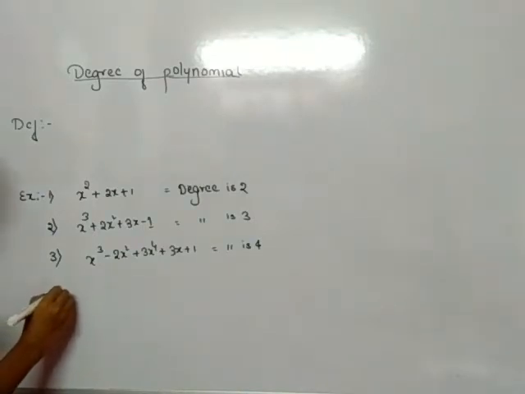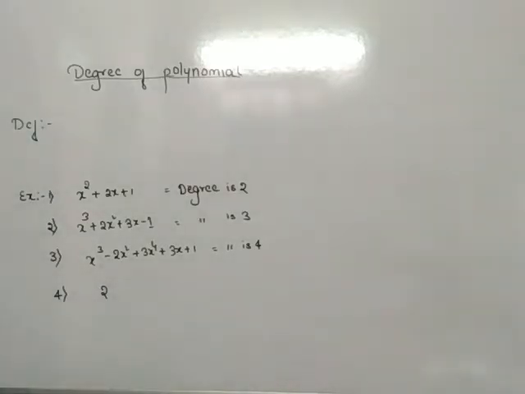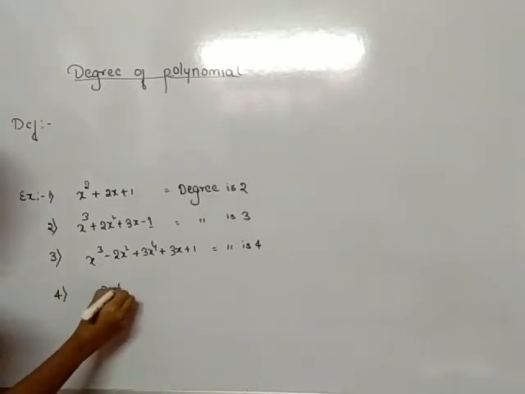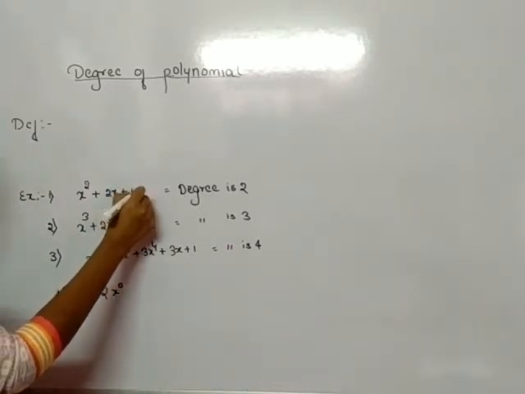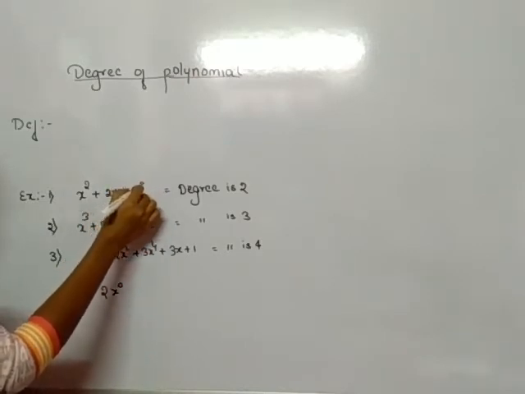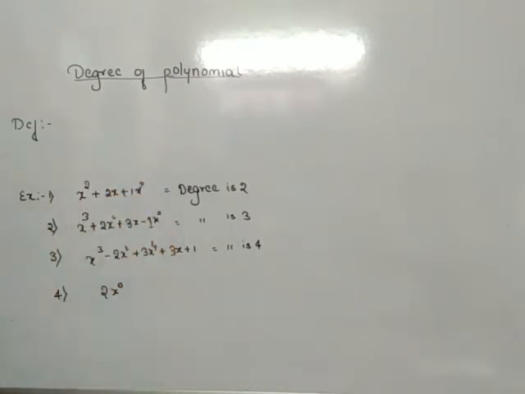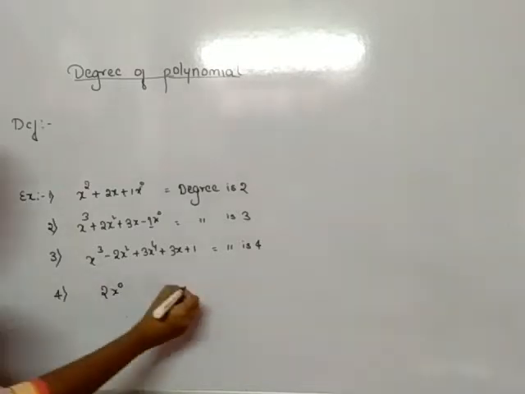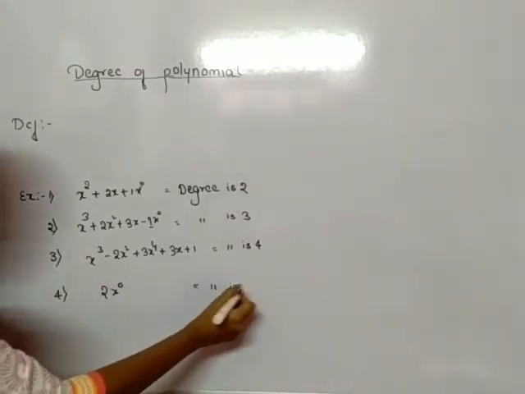Now, what is the degree of a constant? You all know that a constant has x raised to 0, isn't it? Here also we can observe that x raised to 0 will be present in every constant, right? Here also the same thing, 2 into x raised to 0. So here you can see the degree is 0. For every constant polynomial, the degree will be 0, right? So we write here degree is 0.